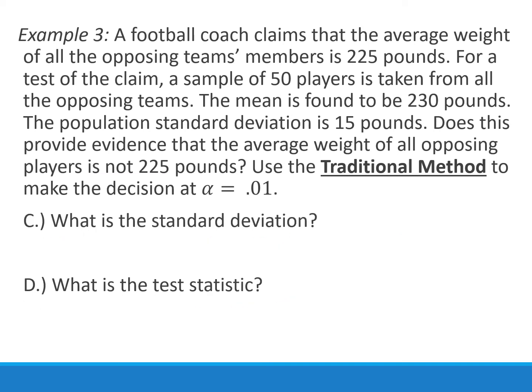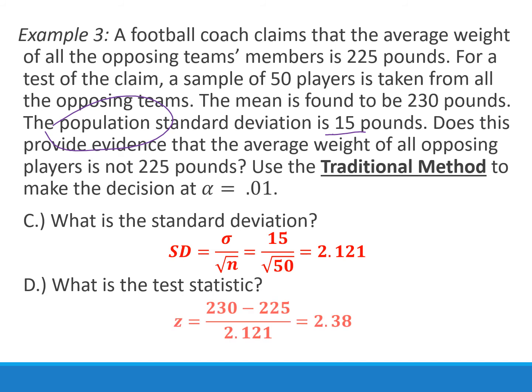Standard deviation: we know the standard deviation of the population. Okay, it tells us that it's 15 pounds. So sigma over radical n gives us 2.12. Test statistic: 230, this is our sample result of the 50 people that we chose. Subtract that mean value that we believe is the average weight of all players. Okay, we get a z-score of 2.38.